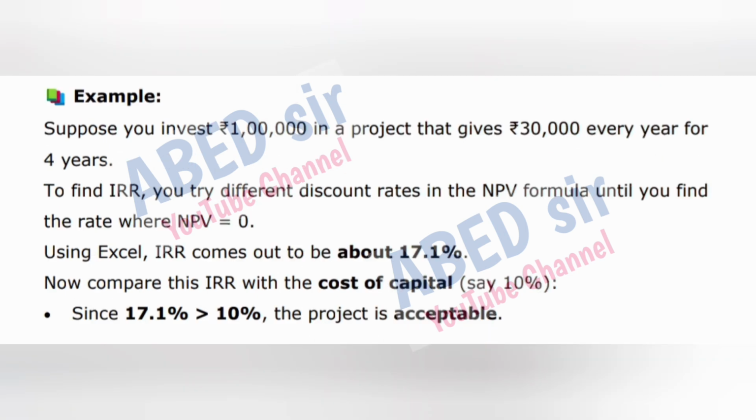Example. Suppose you invest 1 lakh rupees in a project that gives 30,000 rupees every year for 4 years. To find IRR, you try different discount rates in the NPV formula until you find the rate where NPV is equal to 0. Using Excel, IRR comes out to be about 17.1%. Now compare this IRR with the cost of capital, say 10%. Since 17.1% is greater than 10%, the project is acceptable.